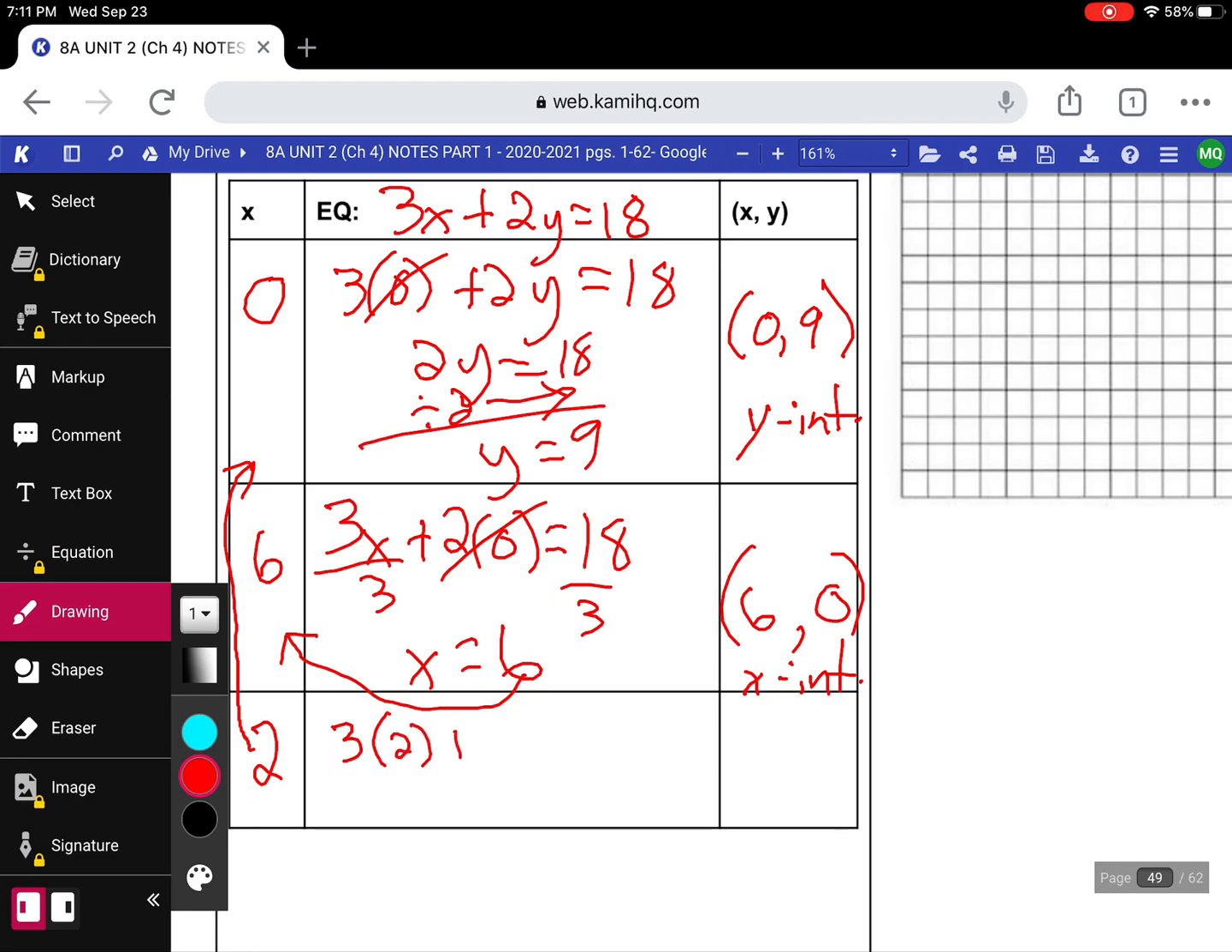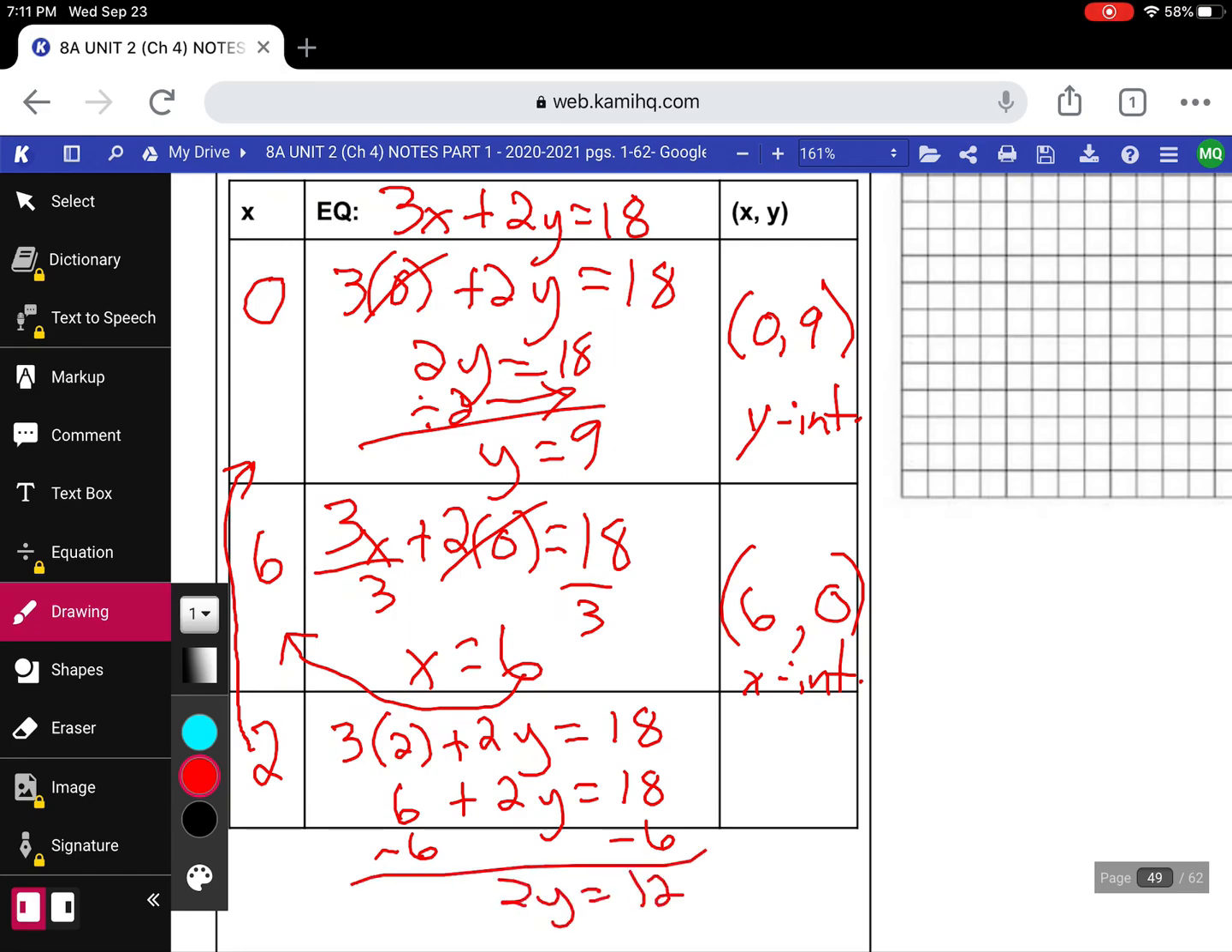3 times 2 plus 2y equals 18. That's 6 plus 2y equals 18. Okay, I'm going to subtract 6 from both sides. 2y equals 12. Divide by 2. I get y equals, did I do that wrong? Let's see. 2y equals 6. Nope, I did it right. 2, 6. Okay, so there are my 3 points that I'm going to graph on my graph here.